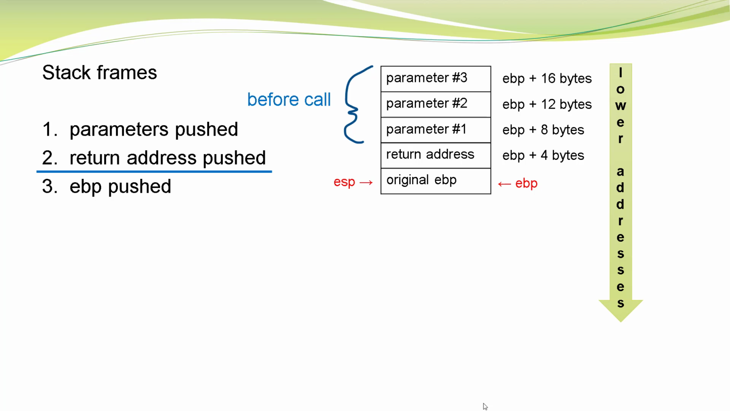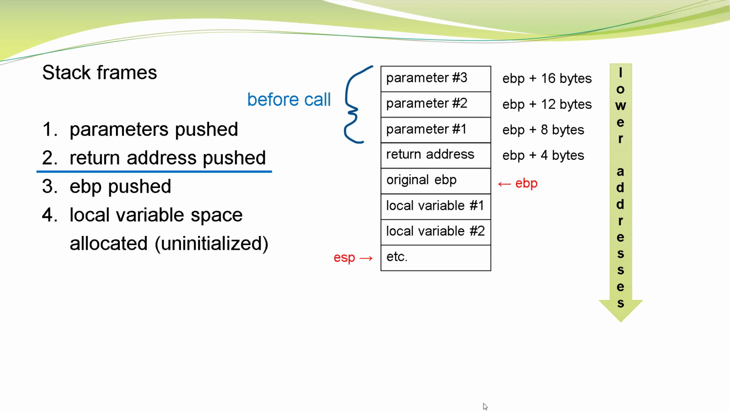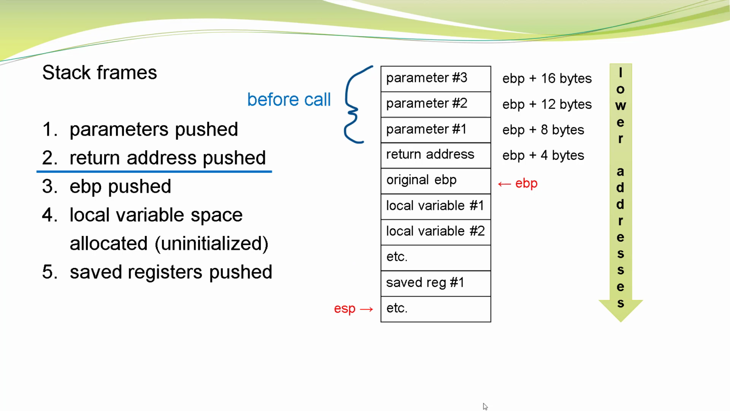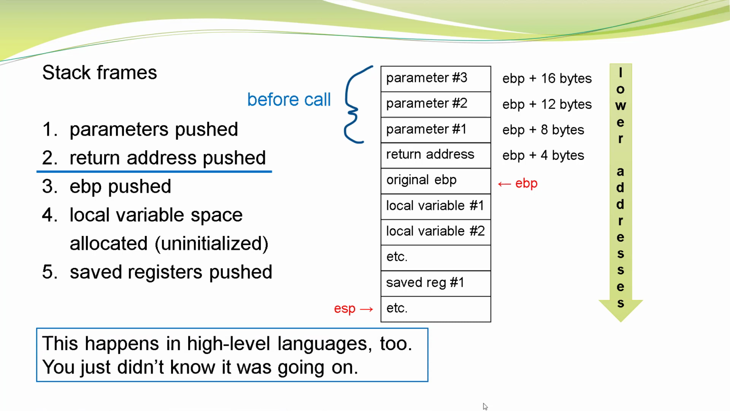Now the stack pointer itself is going to continue to move downward if we've got more things to put on the stack. For instance, if this is going to use local variables, then they need space on the stack too. Again, that's below where the EBP register is pointing. And finally below that, any registers that you're going to use in the procedure, you need to save them by pushing them on the stack. Keep in mind that this has always been going on in high-level languages too. The compiler's just been writing the code for you.